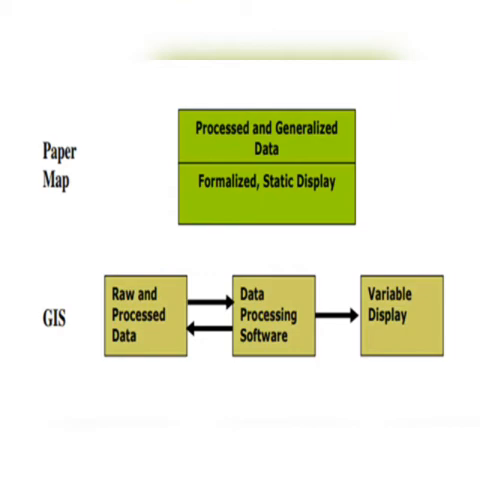In GIS we have raw processed data. The raw processed data is taken by the data processing software. Then based upon the client requirement, the data can be changed in the data processing software. For example, the client may ask for linear data or angular data. The software will give the data as the client requires.